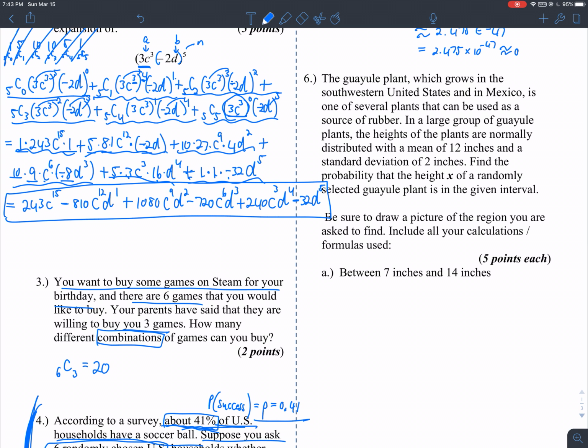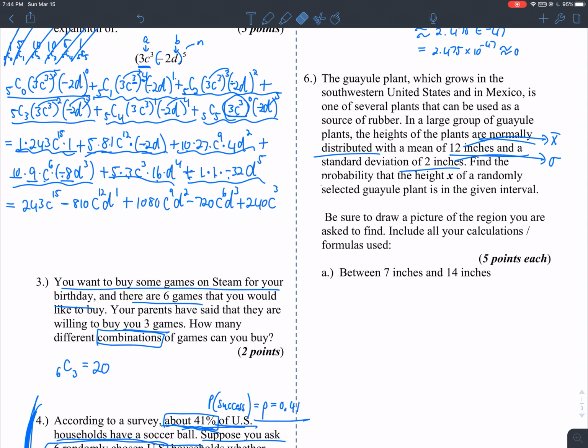In a large group of these plants, the heights of the plants are normally distributed, with a mean of 12 and standard deviation of 2. So this is what we would call x bar, this is what we would call sigma. Find the probability that the height x of a randomly selected plant is in the given interval. Okay, between two numbers or the given interval. Be sure to draw a picture, include all your calculations and formula used.